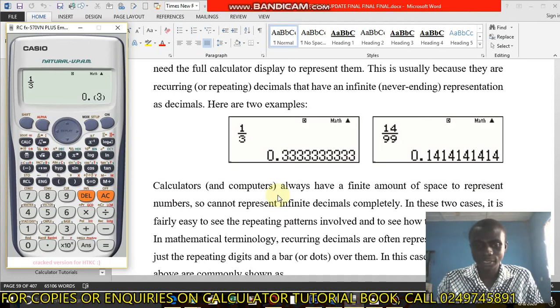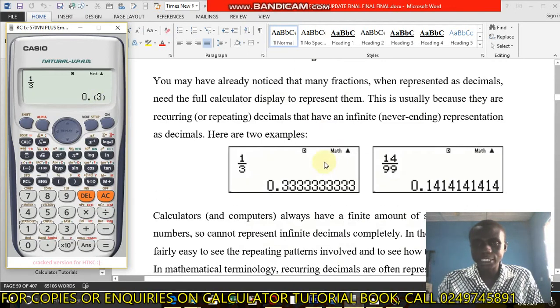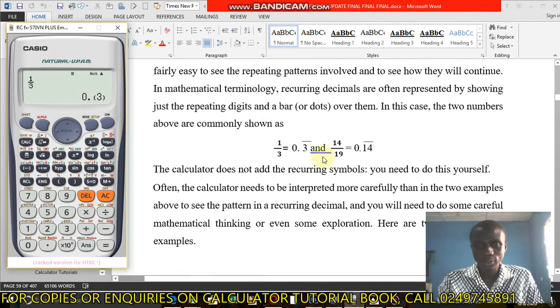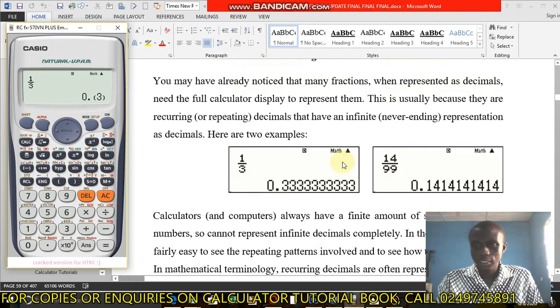So you can see that calculators and computers always have a finite amount of space to represent numbers, so they cannot represent infinite decimals completely. In these two cases, it is fairly easy to see the repeating pattern involved and to see how they will continue. So you can see this version of the calculator lets us know that this is a recurring decimal. In most books, you may see a representation of recurring numbers with a bar on the 3, demonstrating that it is a recurring number.